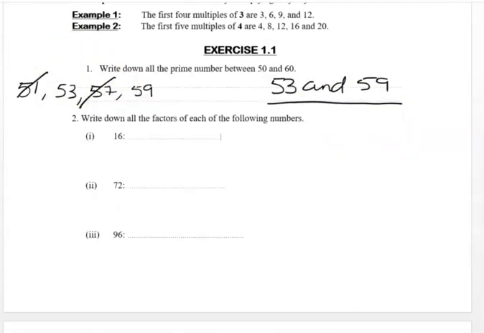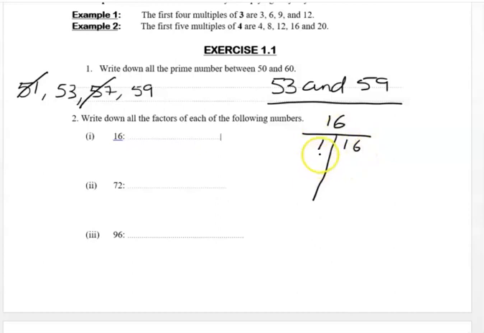Now we have question 2. Write down all the factors of each of the following. So we're going to do 2 of these questions. Question 1, 16. Now what I like to do is make a little grid. So I underline it, make a grid. So I can write down the first pair that make 16. So the first pair would of course be 1 and the number we're starting with, because 1 times 16 would give me 16.